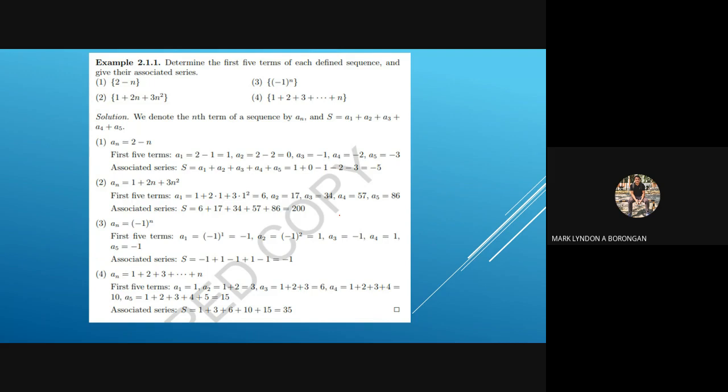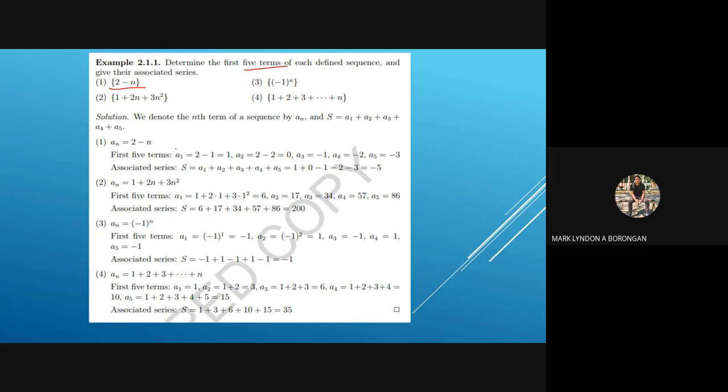So for our first example, you have 2 minus n. What we're looking for is the first 5 terms, right? So the first 5 terms, there are 5 counting numbers, right? 1, 2, 3, 4, and 5.